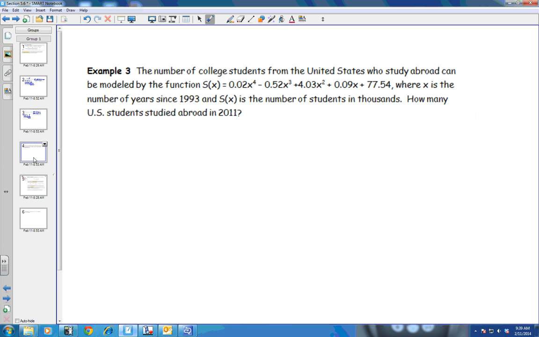Okay. Example 3, the number of college students from the U.S. who study abroad can be modeled by the function, and it gives you this function, where x is the number of years since 1993, and s of x is the number of students in thousands. How many U.S. students studied abroad in 2011? So they want to know, when I plug in 2011 in all these x's, what am I going to get? So let's use the remainder theorem to get our answer.